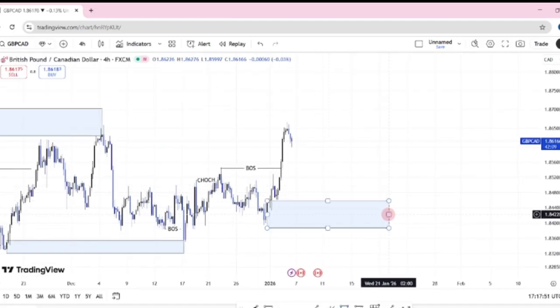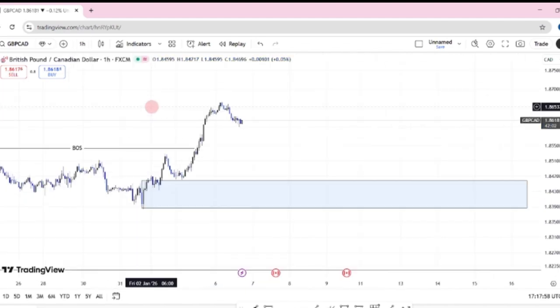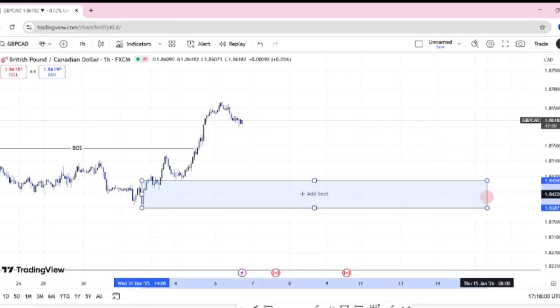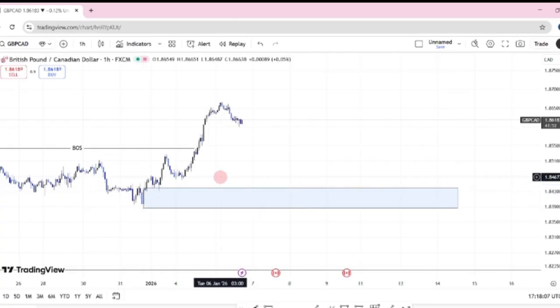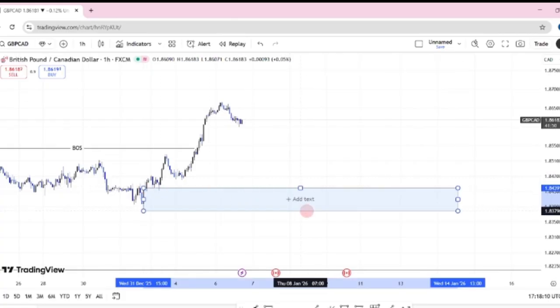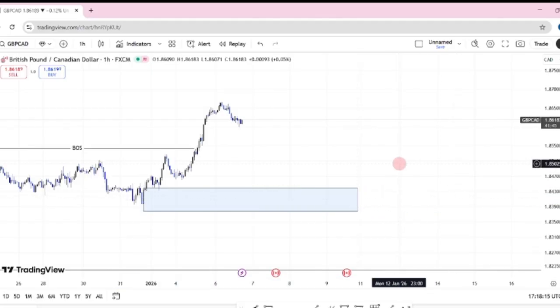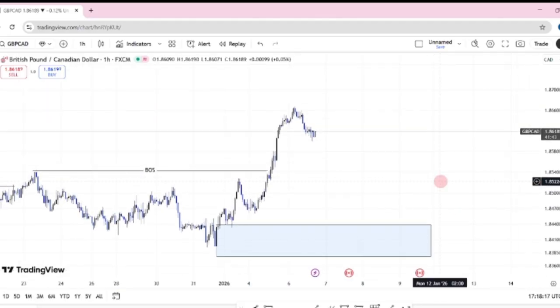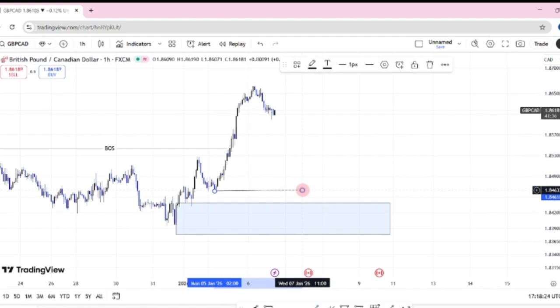Let's refine this level to the 1 hour to understand what we have better. Okay, so this is what we have on 1 hour. Let's refine. So if we are to refine this other block, this is what we have on the 1 hour here, and this will serve as my inducement level. I want to see this as my inducement at this level here.